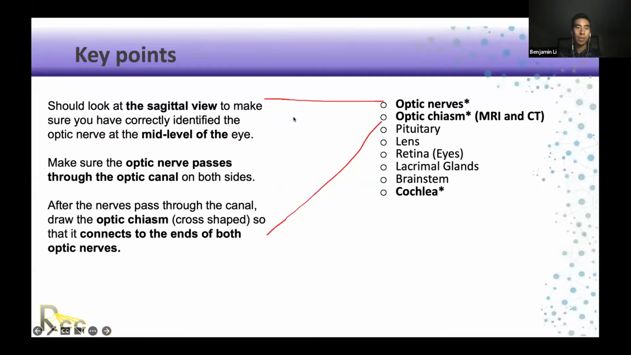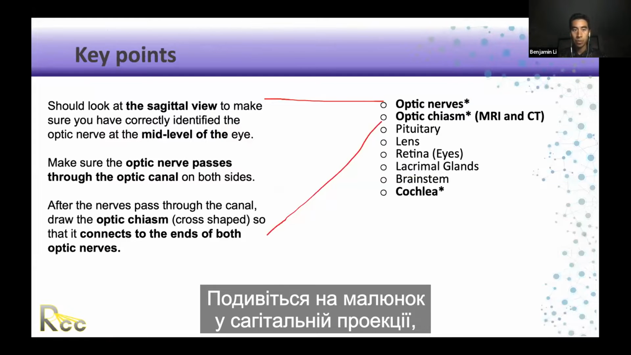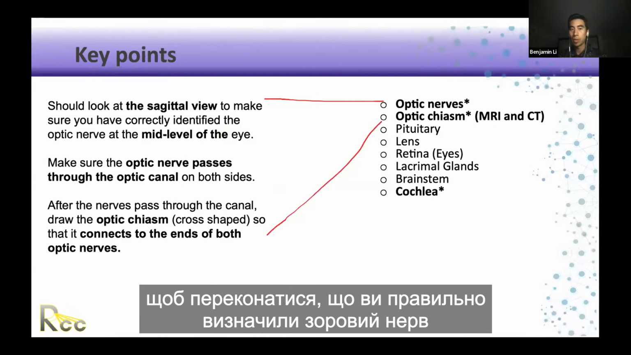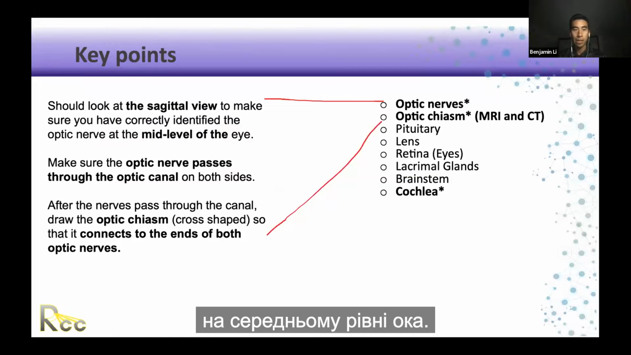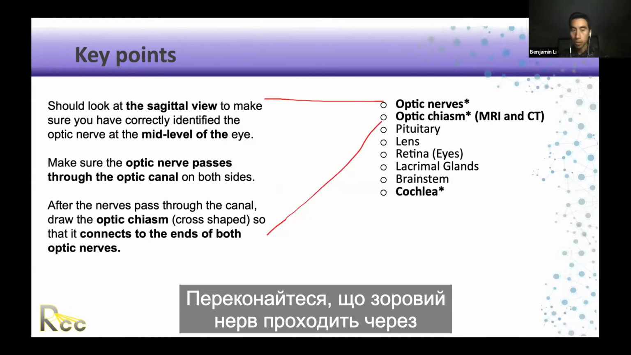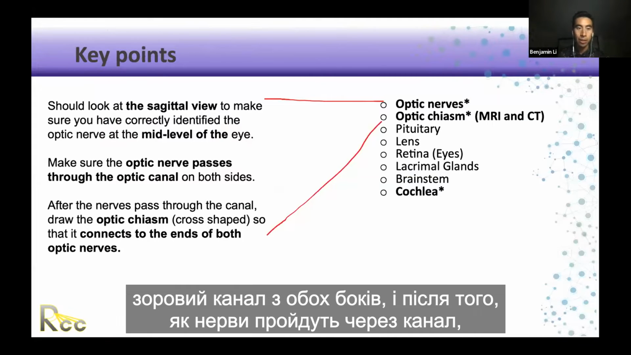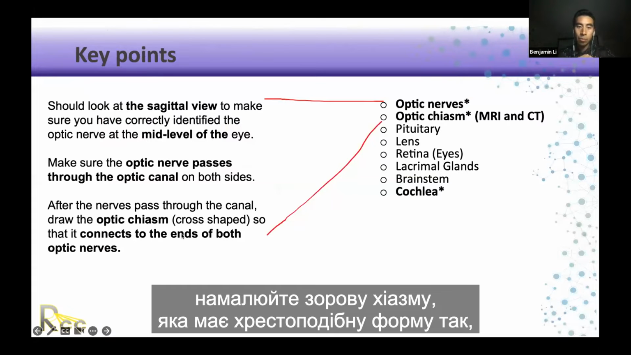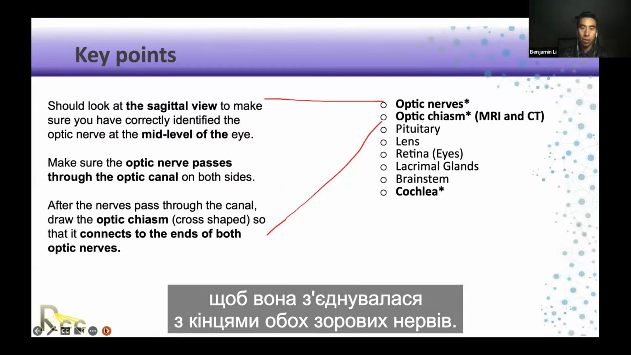So key points, you should look at the sagittal view to make sure you've correctly identified the optic nerve at the mid-level of the eye. Make sure the optic nerve passes through the optic canal on both sides. And after the nerves pass through the canal, draw the optic chiasm, which is cross-shaped, so that it connects to the ends of both optic nerves.